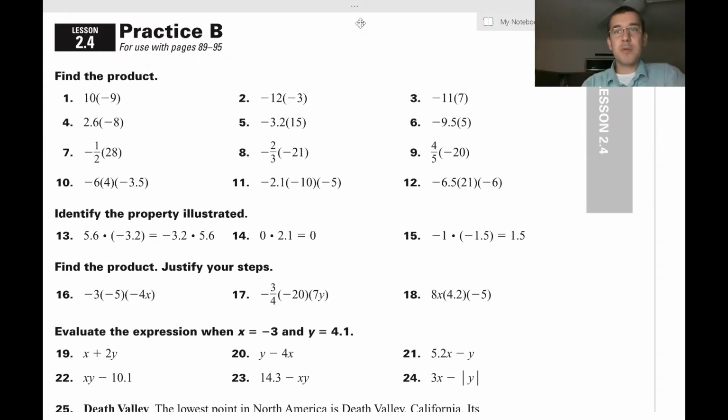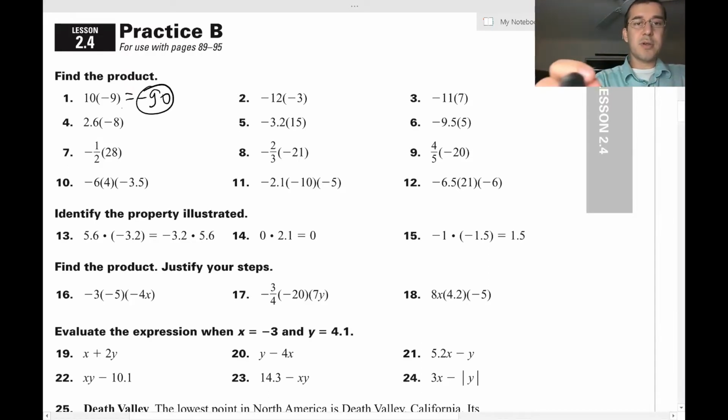We have two real numbers with different signs. The product is negative. 10 times 9 is 90, so minus 90 is the answer. Number two, we have two real numbers with the same sign, so the product is positive. 3 times 12 is 36, because 3 times 2 is 6, and 3 times 1 is 3, so plus 36. Number three, we have two real numbers with different signs, so minus. 11 times 7 is 77.